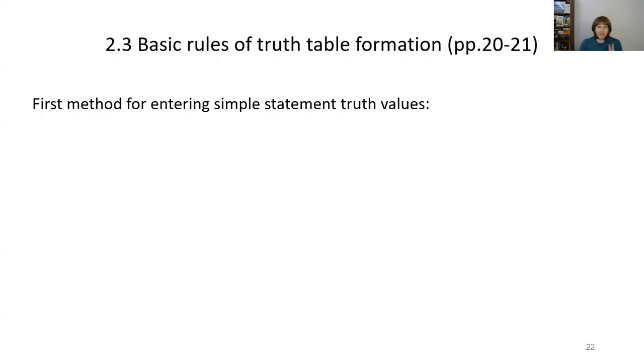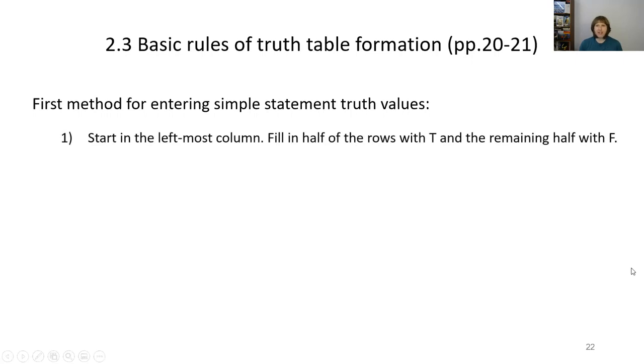So I backed up. I've just taken the wording directly out of the text I've given you to help make this first method a little bit more clear. So when we're looking at how to fill it in, the first step is the same. We start with that leftmost column. That's going to be a simple statement. We fill in the first half of the rows with true and the second half of the rows with false. We're going to take a look at how to do this in just a second. So just walk through this.